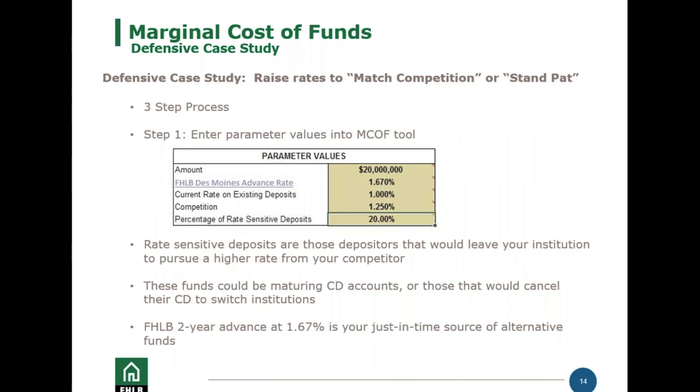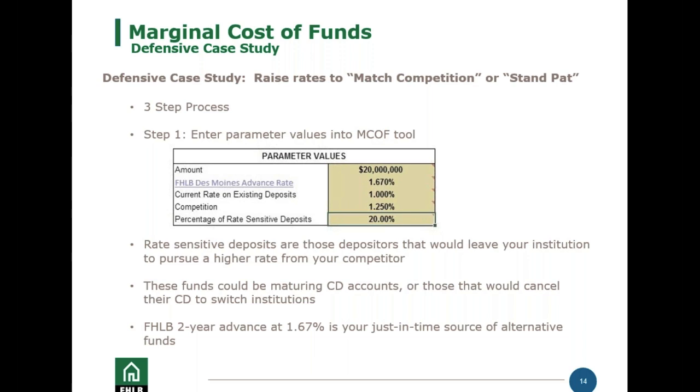We try to make quantifying the marginal cost of funds a simple process. In this case, a simple 3-step process. This screen is an example from our marginal cost of funds tool. First, let's consider our assumptions on this 2-year CD offering. As we mentioned on the previous slide, we believe 20 million may be interested in leaving the institution to find higher rates elsewhere. The FHLB offers 2-year money at 1.67%, quite a bit higher than the current rate paid, 1%, and even quite a bit higher than the 1.25% that your competitor is currently posting.